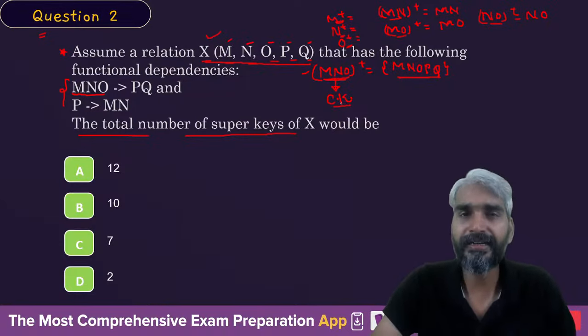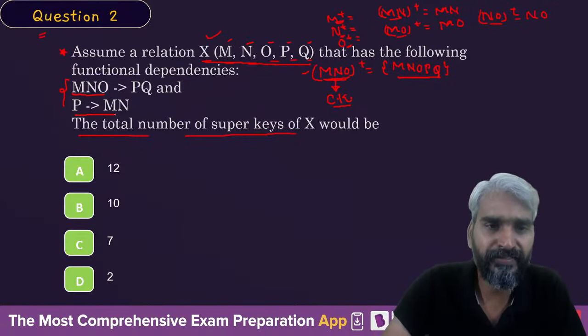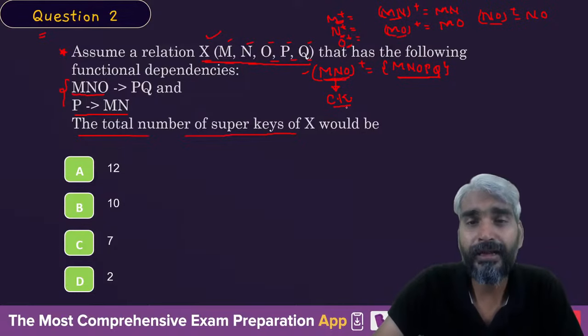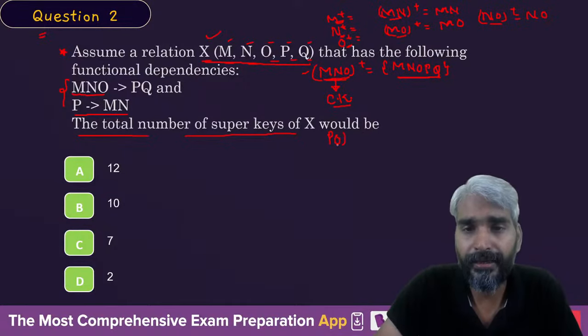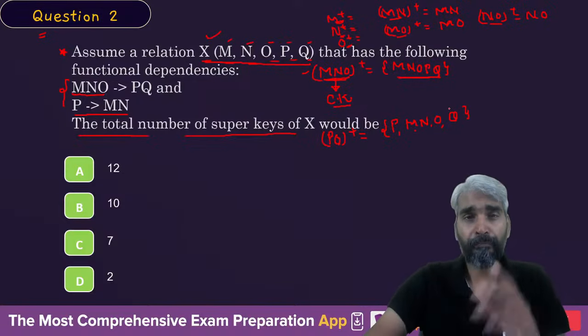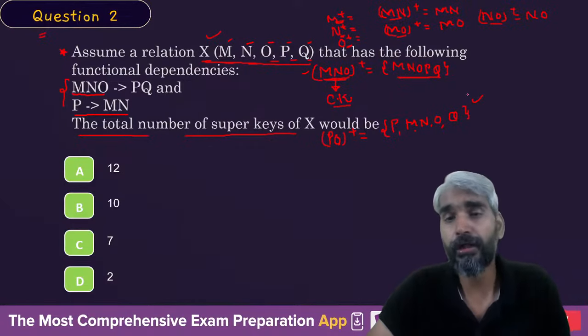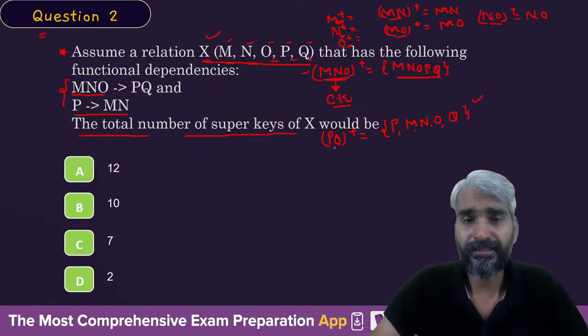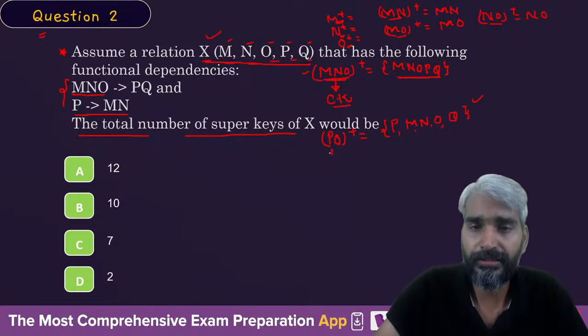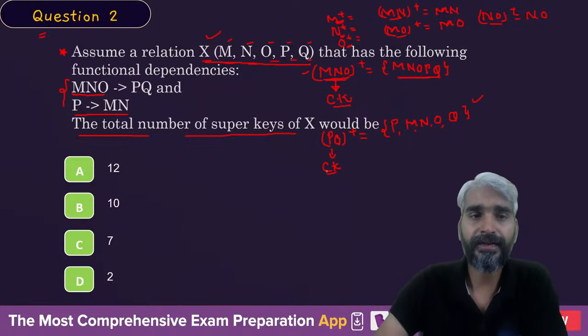Okay, if this is a candidate key, then let's look at this another FD, which is P implies MN. So if you have the value of P, then you can eventually derive MN. So let's look at the closure of PO. So what is PO closure? Because of P, you can derive P. By P, you can also derive MN. Because of O, you can derive O. And MNO together will be able to derive Q. So PO also can derive all the attributes. In this case, P closure will be PMN only, and O closure will be O only. Therefore, this is also a candidate key, right?